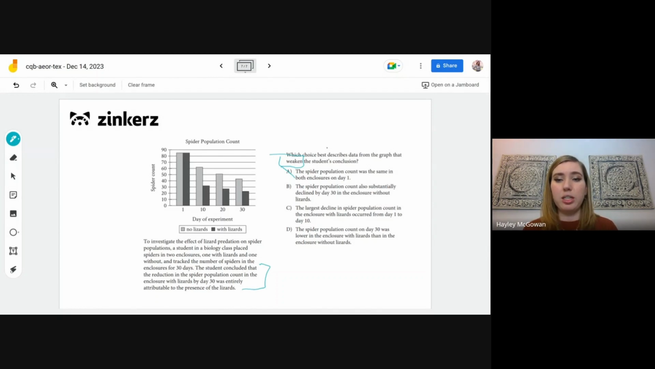Then C, the largest decline in spider population count in the enclosure with lizards occurred from day 1 to day 10. So again, this is true. However, it doesn't differentiate between the two conditions, right? Which is what we're focusing on here. So then D, the spider population count on day 30 was lower in the enclosure with lizards than in the enclosure without lizards. So this one might more so support the student's conclusion, right? But we're looking here for the trend overall. So it's still not going to be D, and we need something that weakens that conclusion.